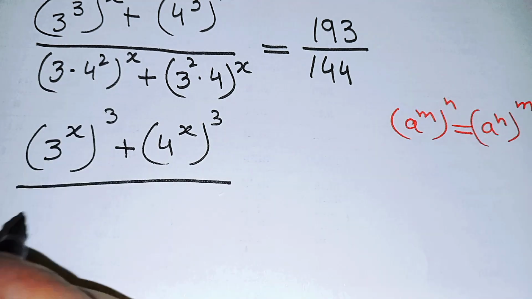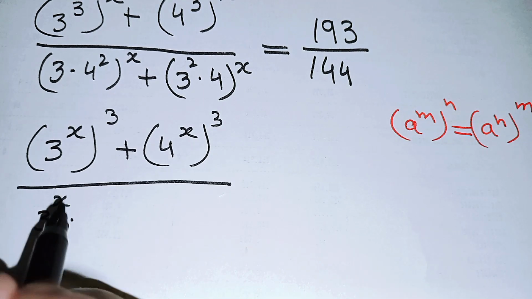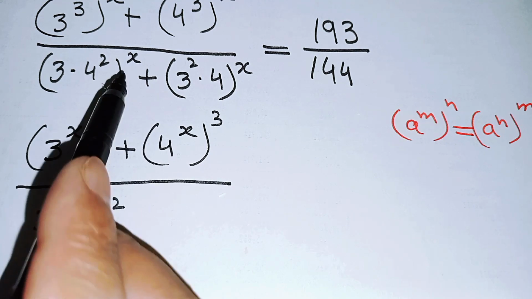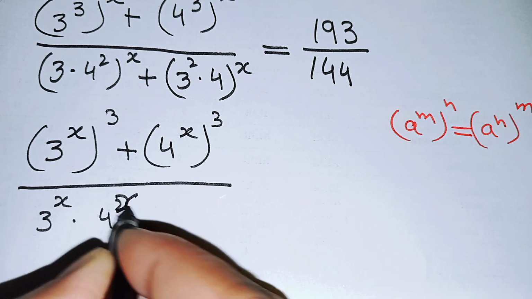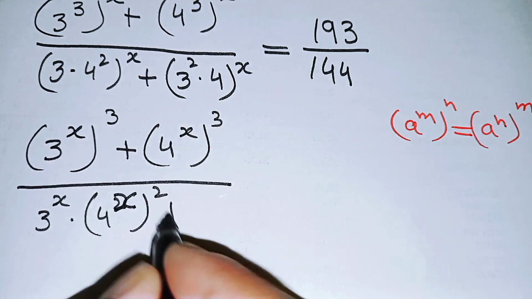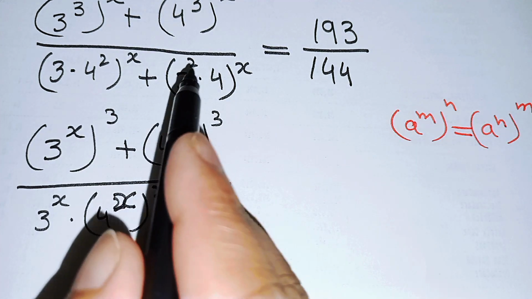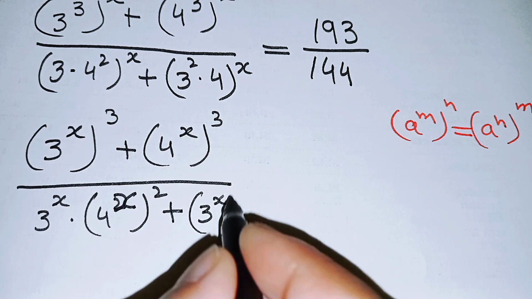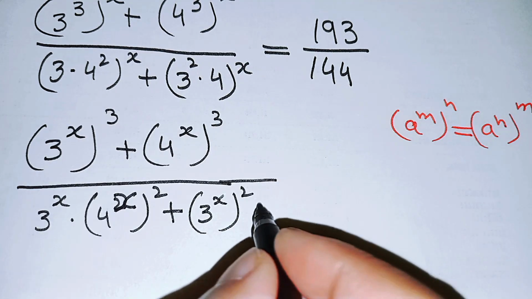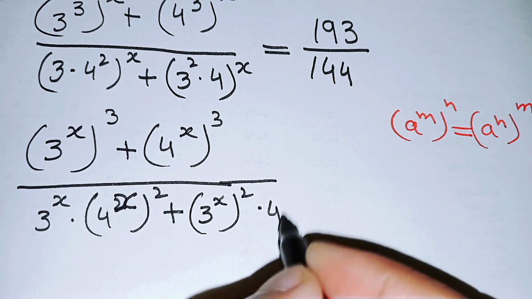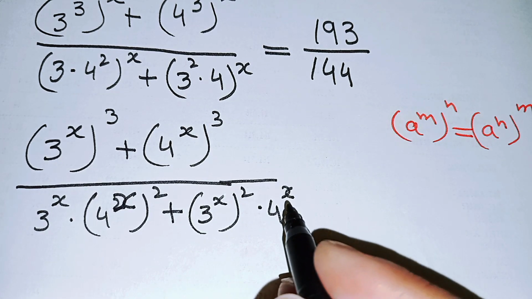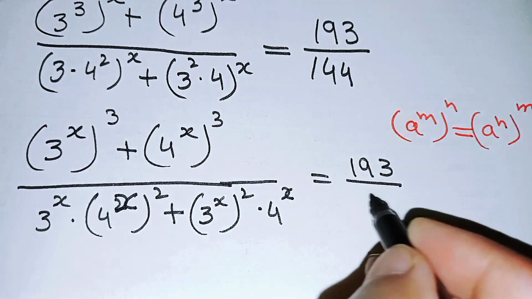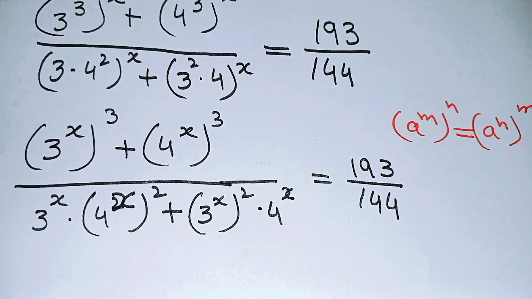3^x times (4^x) squared, and plus (3^x) squared times 4^x, and this is equal to 193 over 144.